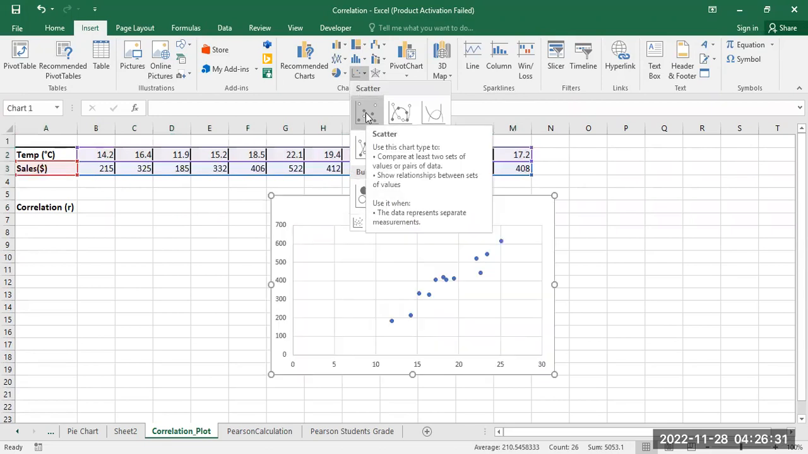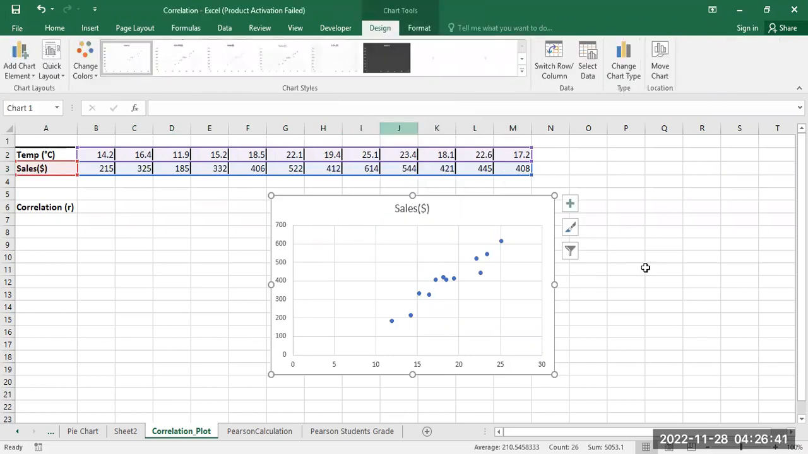And then you can see here, under the subclass, I click on Scatter. Now as soon as I click on Scatter, Excel automatically inserts a scatter plot with all the points being represented as dots, as you can see. And here I have the temperature, which is the independent variable, on my x-axis, and the sales, which is the dependent variable, on my vertical or y-axis.